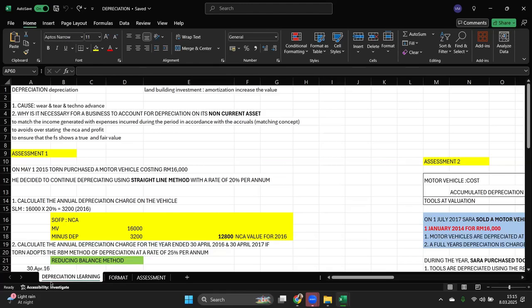So later after the class, if you have time, you can Google them. You have about 10 accounting concepts. So one of the concepts which is required for depreciation is matching concept. Okay. So the reason of depreciation, another thing, is also to avoid overstating the non-current asset and profit. Okay, why am I saying overstating?